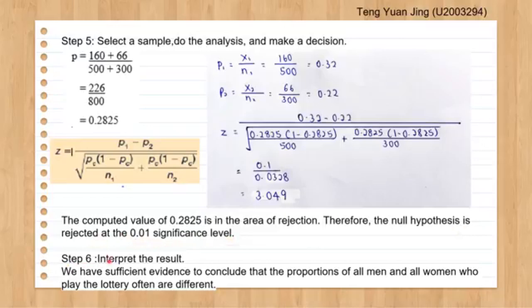Step 6. Interpret the result. We have sufficient evidence to conclude that the proportions of all men and all women who play the lottery often are different. Thank you.